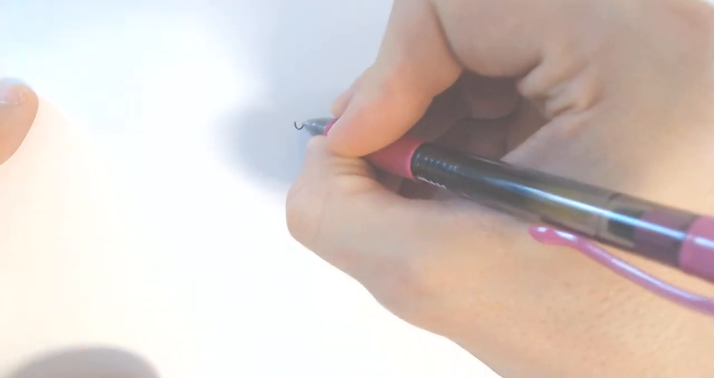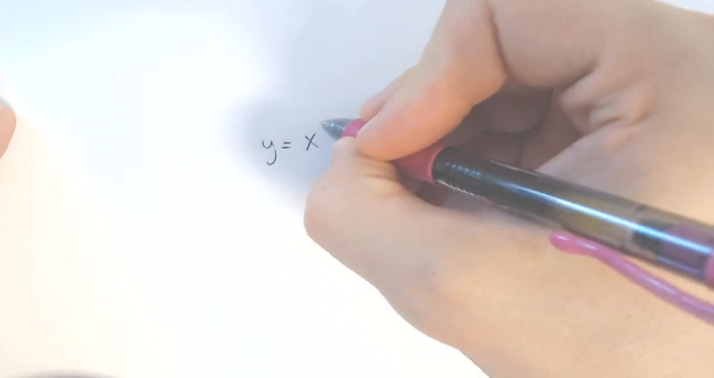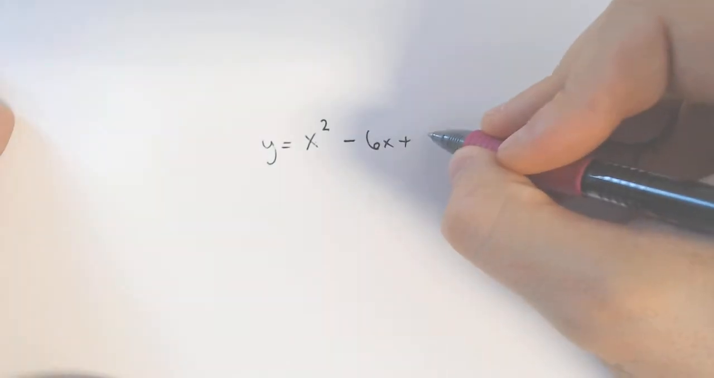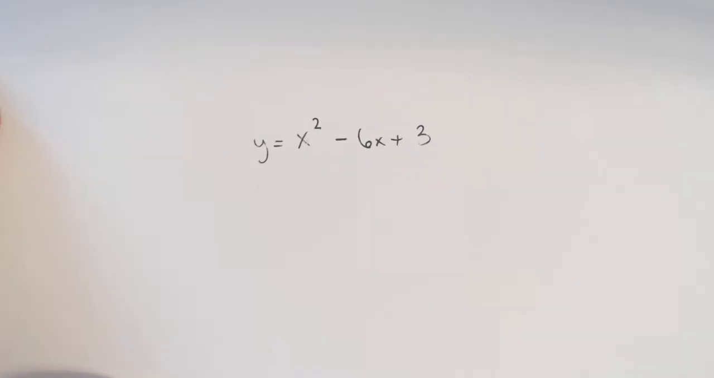Today we are going to be graphing quadratic equations, or parabolas, when it is in standard form. Well, standard form, the most basic version of that would be y equals x squared, maybe like minus 6x plus, let's say, 3. Okay?